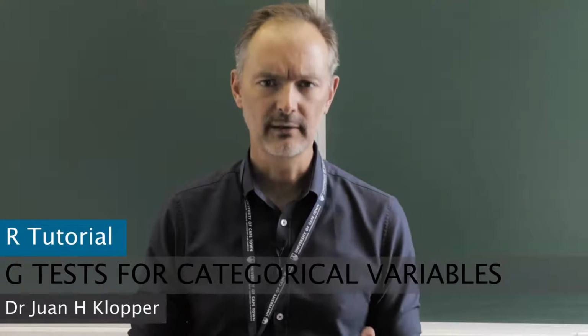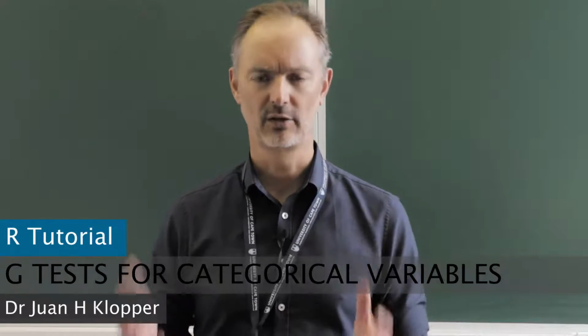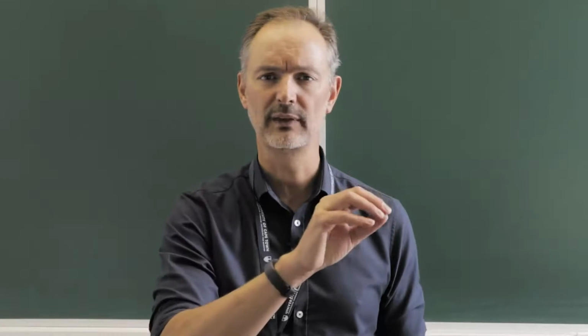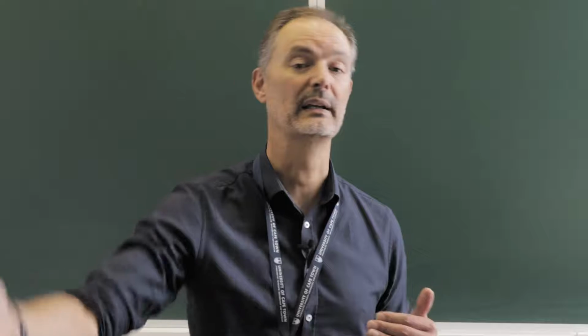Now in this tutorial I want to show you two alternatives to the chi-square test for categorical variables, and those are the g-tests. So we're going to have a g-test for goodness of fit and we're going to have a g-test of independence. The goodness of fit test, just like the chi-square goodness of fit test, has a single categorical variable, and we count how many of each of the sample space values occur and compare that to what we expect.